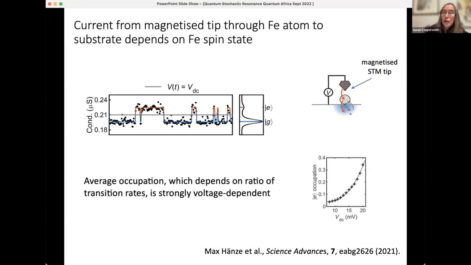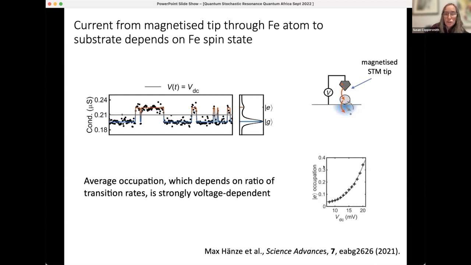Point number two, which was sort of the new thing that had never been noticed before, was this: what they did is they just said, if the conductance is bigger than a threshold, which is this gray line, it's in one state, and if the conductance is less than that threshold, it's in the other state. Then you have the probability you're in that excited state. The thing that they noticed is that the probability depended on the voltage applied at the tip.